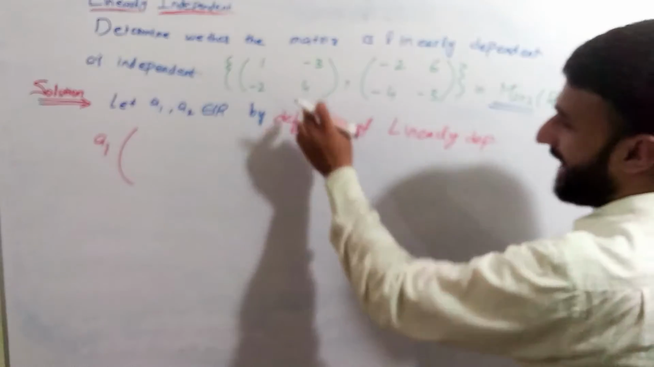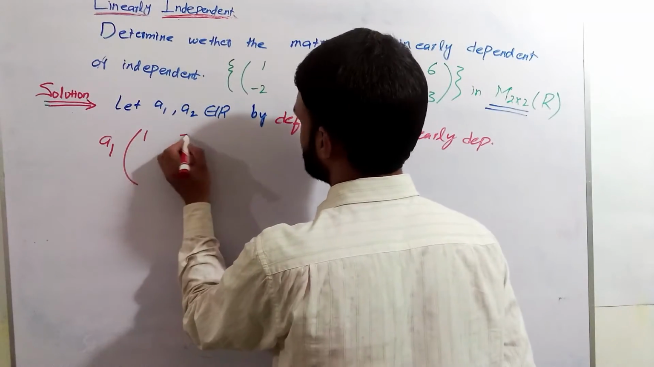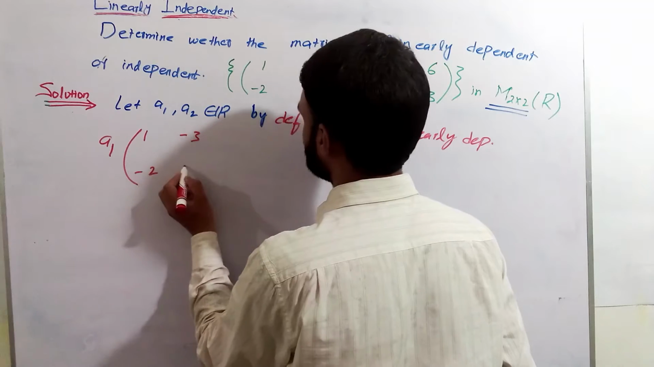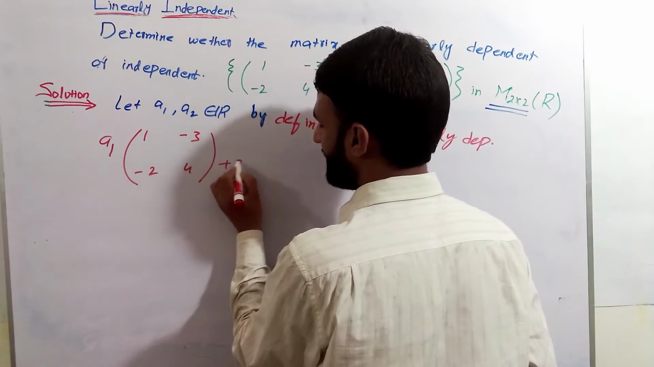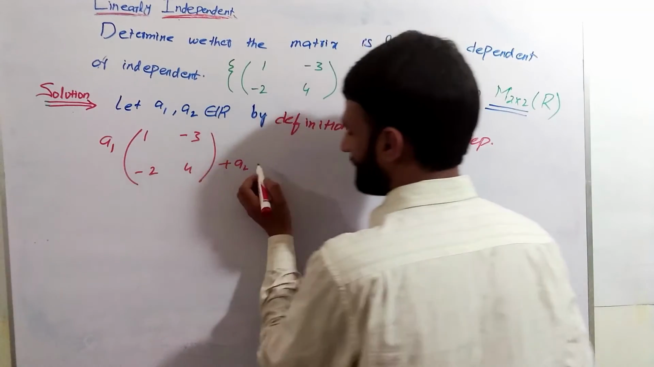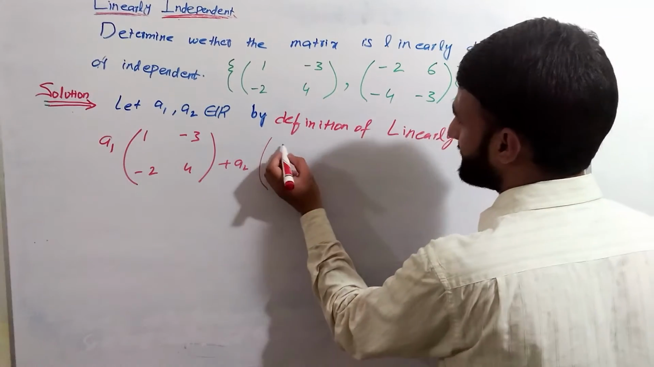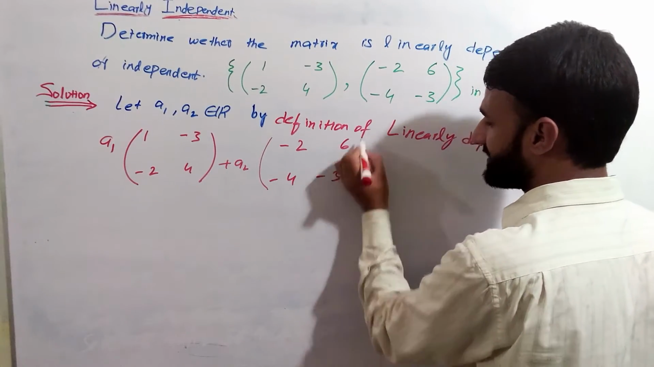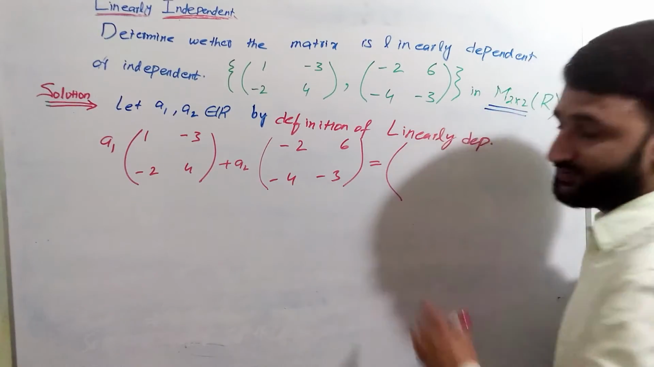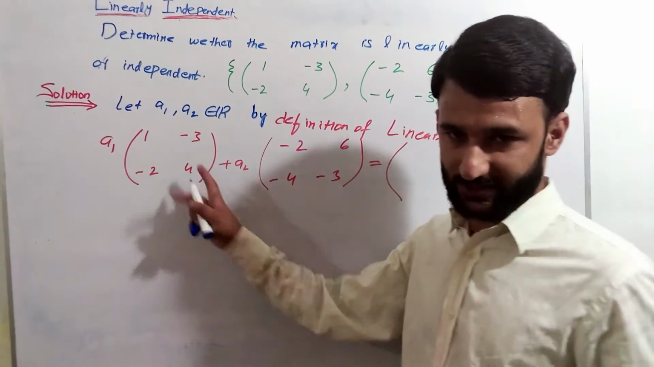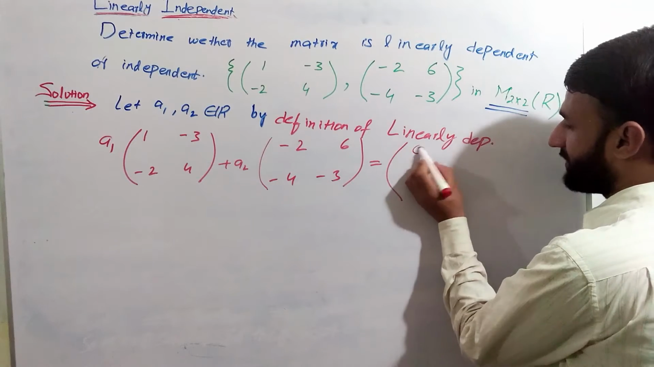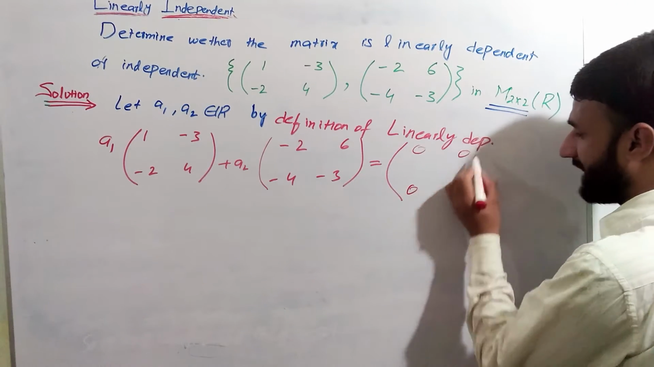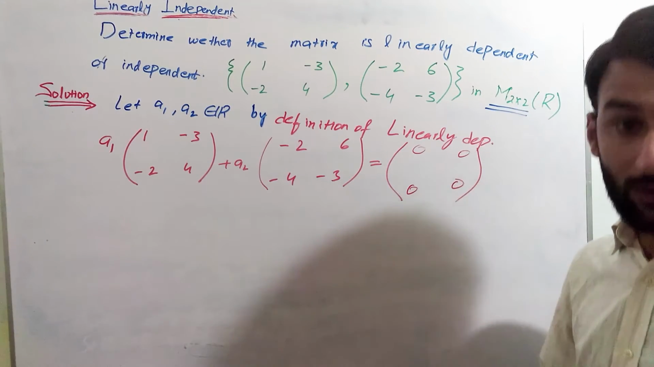A1 is the first matrix, which we can write as -3, -2, 4. A2 is equal to this matrix -2, -4, 6, -3. And zero will be of type 2 cross 2, so we choose the zero matrix, the null matrix.